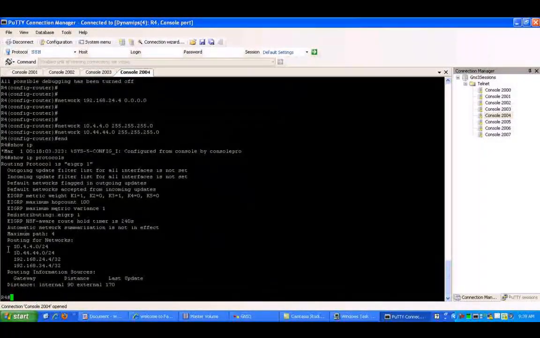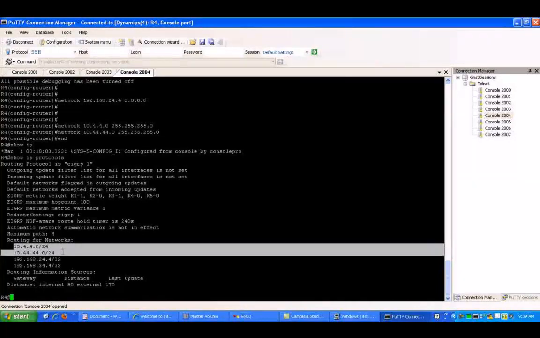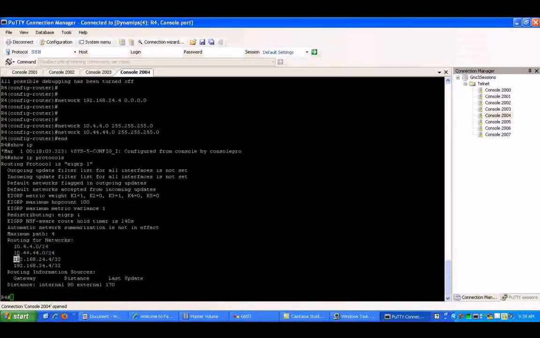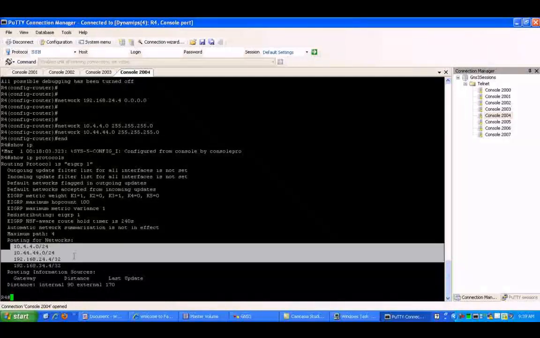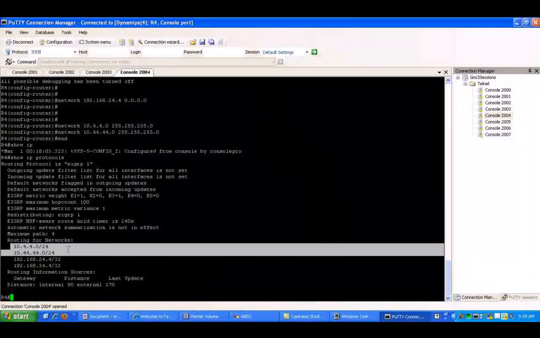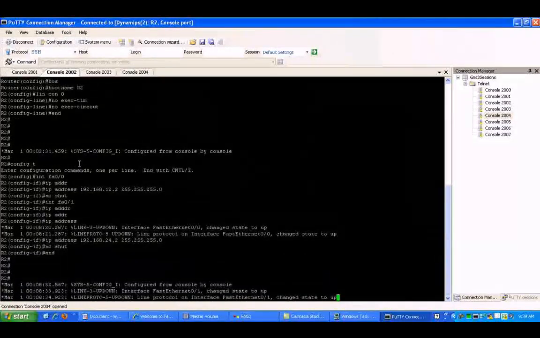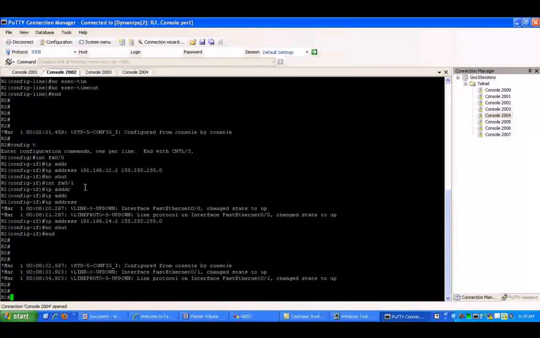Now if I do a show IP protocols, you can see that I have these two /24s that I created and the two /32s, in which I'm just trying to establish an EIGRP neighbor relationship across. These other two networks are the networks that we're advertising into EIGRP, the /24s, whereas the /32s are the directly connected interfaces to our EIGRP neighbors.